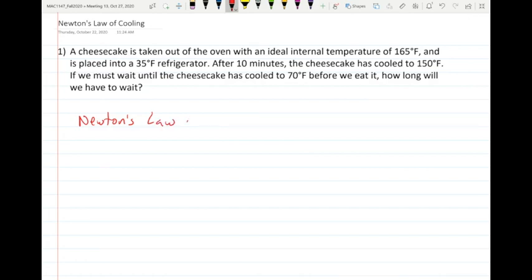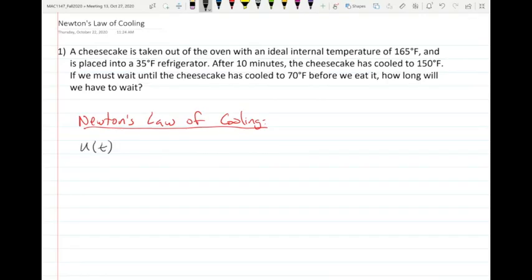So this is Newton's law of cooling. But don't get deceived by the word cooling. It could be cooling or heating. It depends, once again, whether you come in with a very hot or a very cold object to the surrounding medium. Okay? All right, so we're going to have a function.